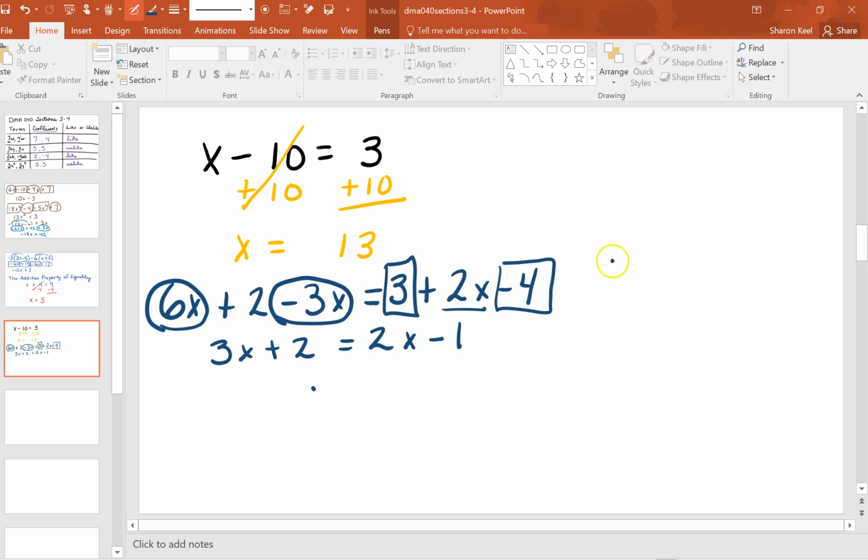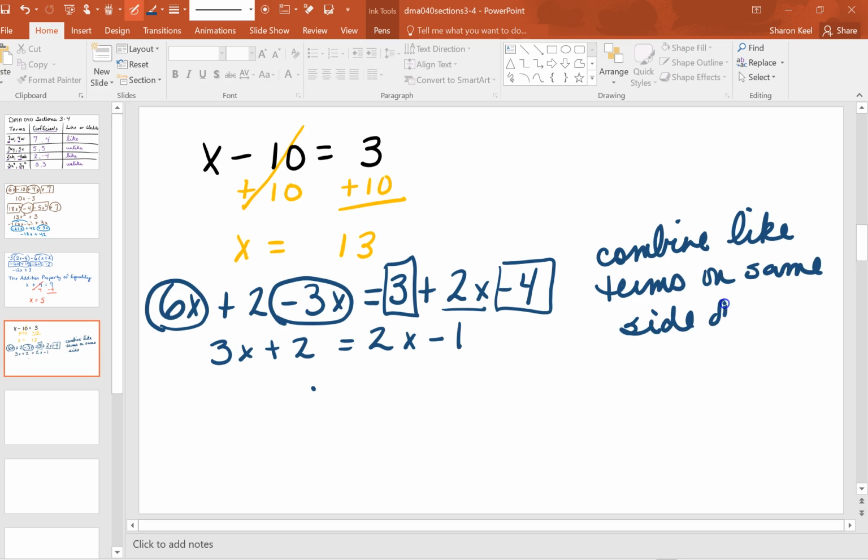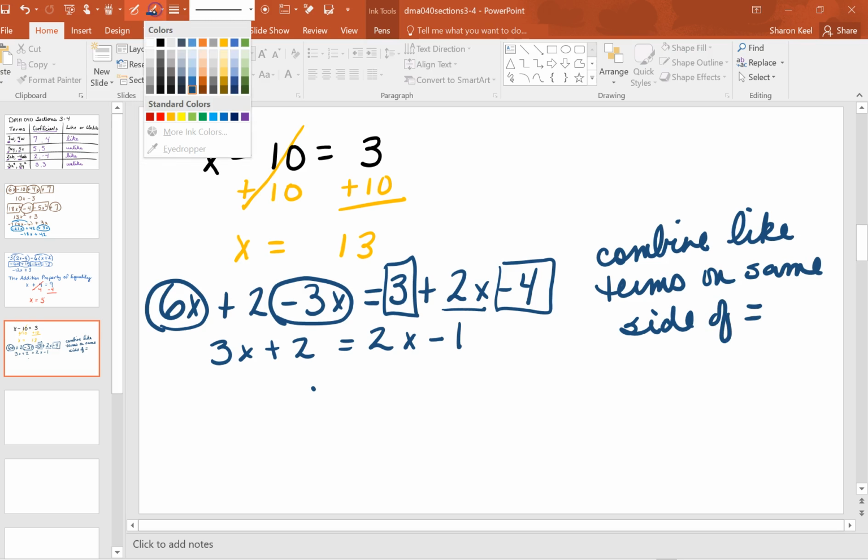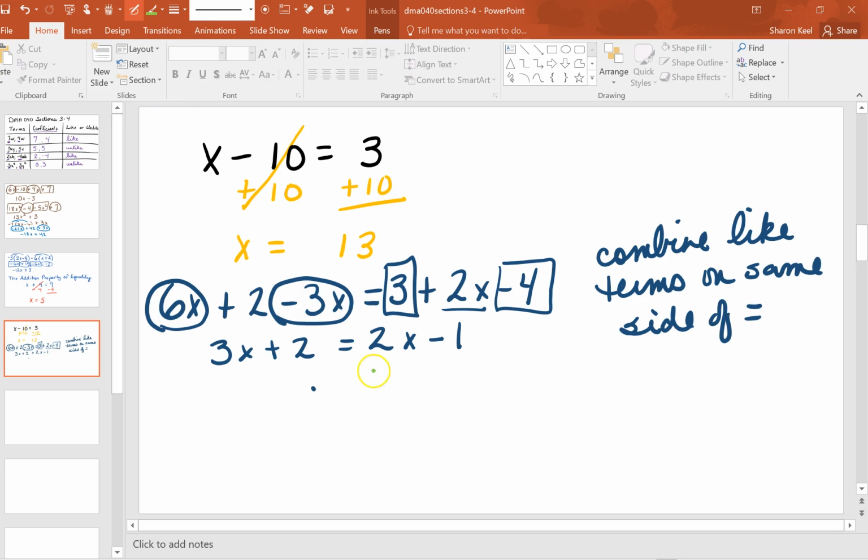At this point, what I did first was, as I said, we combine like terms on the same side of equals. Once you've combined those, now we can move from one side to the other. As a rule of thumb, I like to move my x to the left, so I'm going to subtract 2x on both sides. 3x minus 2x leaves me with a single x, plus 2 equals negative 1.